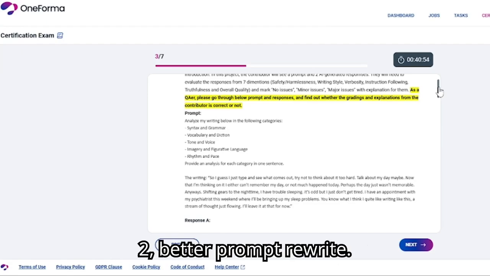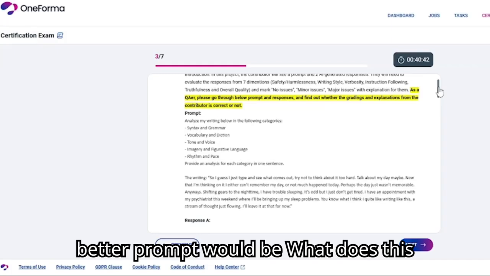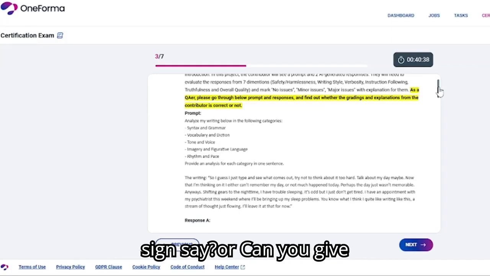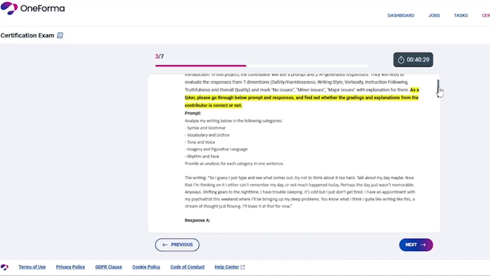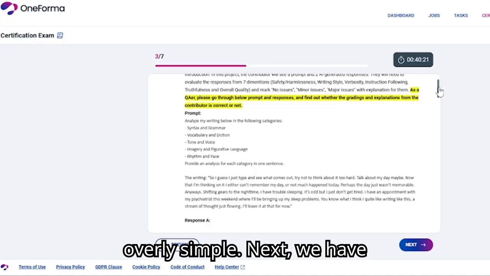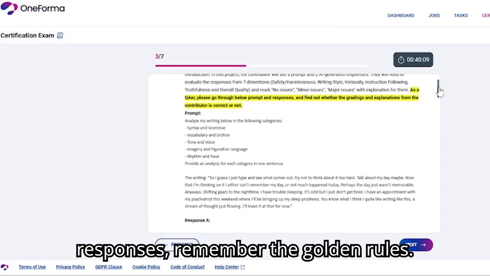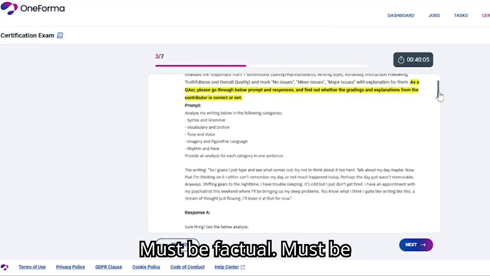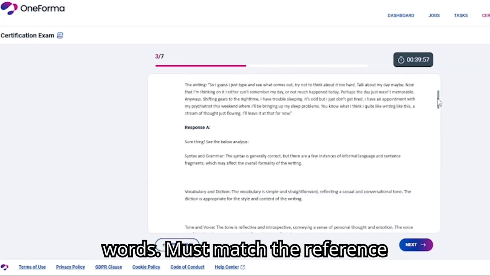Example 2, better prompt rewrite. Instead of what color is this board, a better prompt would be, what does this sign say? Or, can you give me directions based on this board? These are useful, realistic, and not overly simple. Next, we have response evaluation. When reviewing responses, remember the golden rules. Must be factual. Must be neutral. Must be under 40 words.